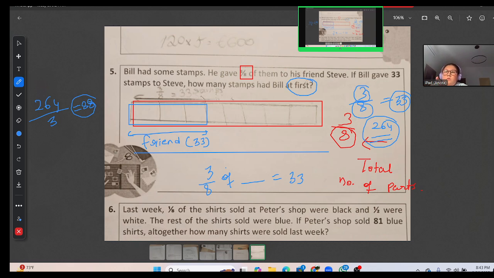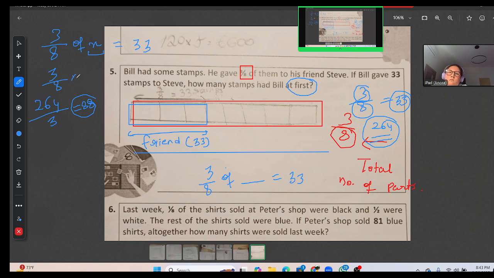Let me tell you one more way how I did it. It was saying 3/8 of the stamps he gave to his friend. So let's suppose he had X amount of stamps in the beginning. 3/8 of the total that he had at the beginning, which is X, is 33. 33 is just 3 parts out of 8, right? So to find the X, what I did, we always replace of with multiply.